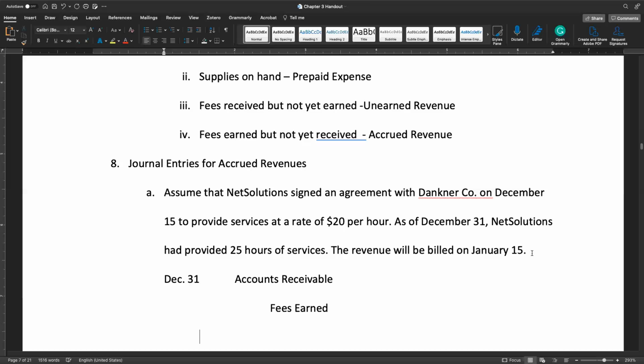We're going to put a description on this. I'm pretty sure when you do this on Cengage, you don't have to put a description on any of these. But we're going to just put adjusting entry. And we're going to use this description section for the math portion here. So $20 an hour times 25 hours of service. How much are we going to have to pay? Or they're going to have to pay us, sorry. 500 bucks.